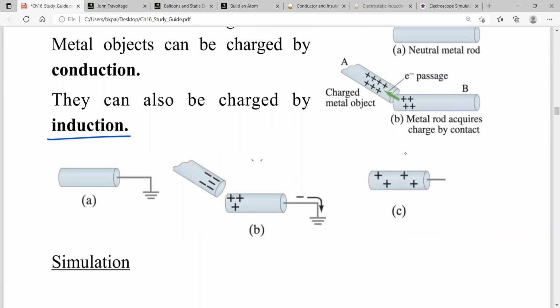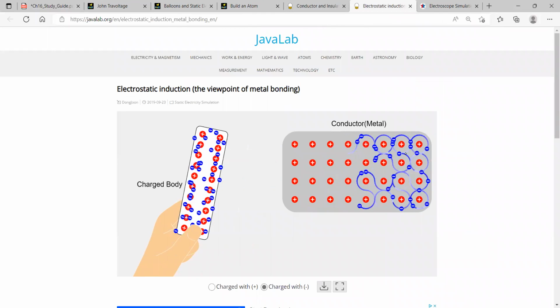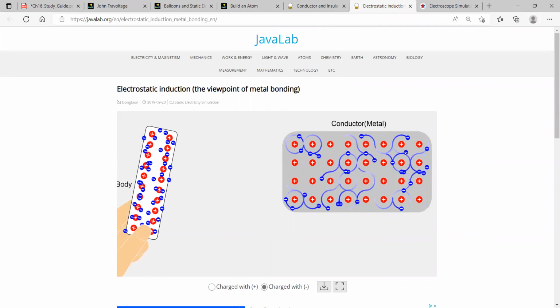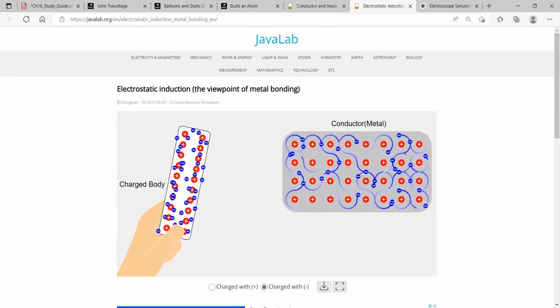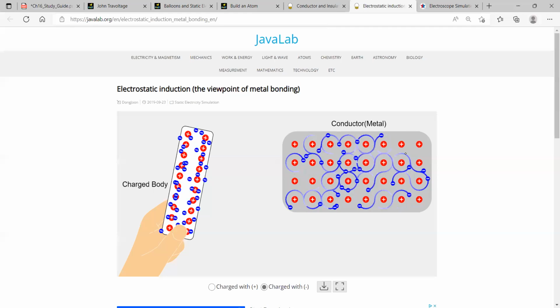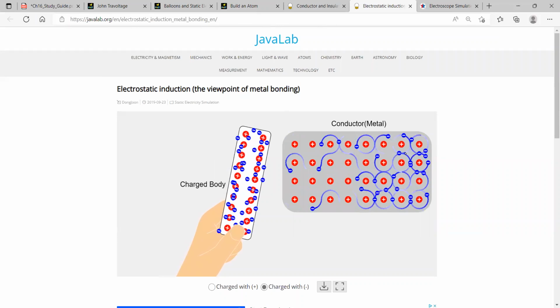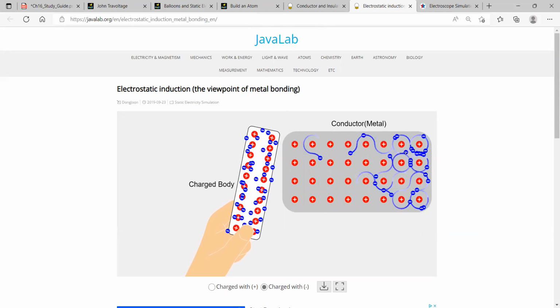To understand induction, let's go to here. So here you see we have a conductor on the left hand side, and on the right hand side we have a charged body. This object has more negative charge than positive charge. So what happens if you bring it close to the conductor but don't touch it? You see that I'm not touching the charged object to the conductor, but when I bring the negatively charged object close to the conductor, it pushes all the electrons to the other side.